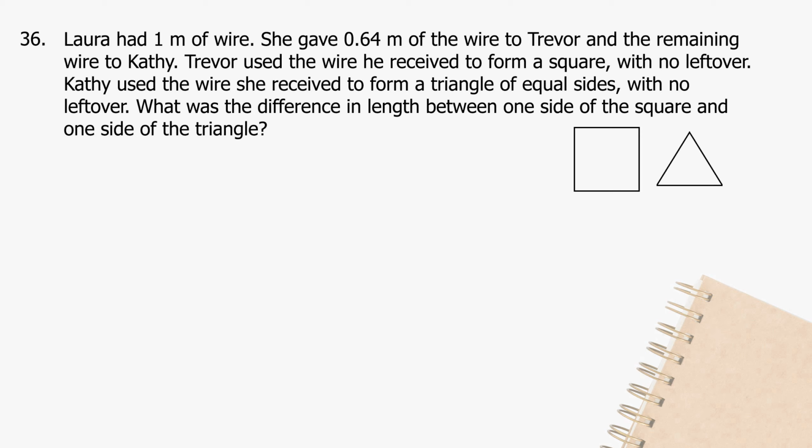Question 36. Laura had 1 meter of wire. She gave 0.64 meters of the wire to Trevor, and the remaining wire to Kathy. Trevor used the wire he received to form a square, with no leftover. Kathy used the wire she received to form a triangle of equal sides, with no leftover. What was the difference in length between one side of the square and one side of the triangle?